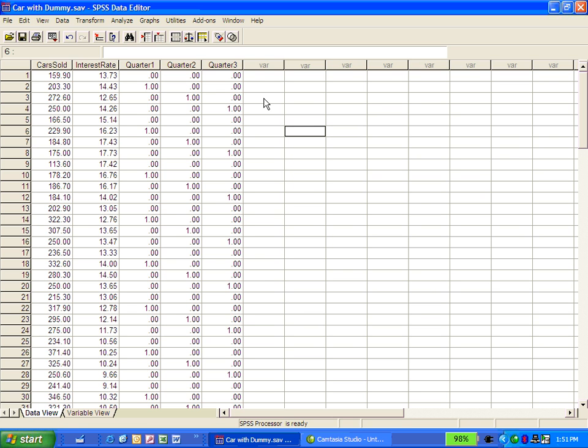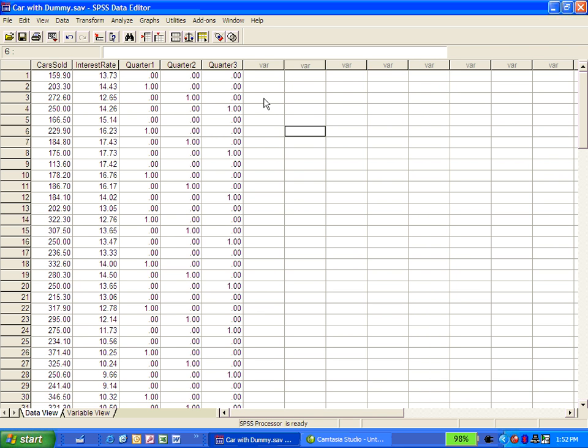Okay, we're going to do a dummy variable example. Dummy variables are some of the hardest things to figure out how to encode when you're starting regression. My problem here is that I own an automobile dealership. I sell cars and I want to know the relationship between the number of cars I sell and the interest rate and the quarter of the year, whether it's quarter 1, 2, 3, or 4.